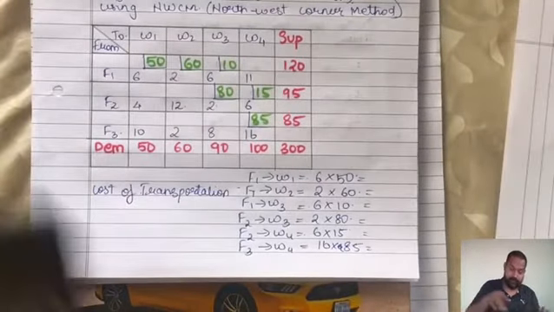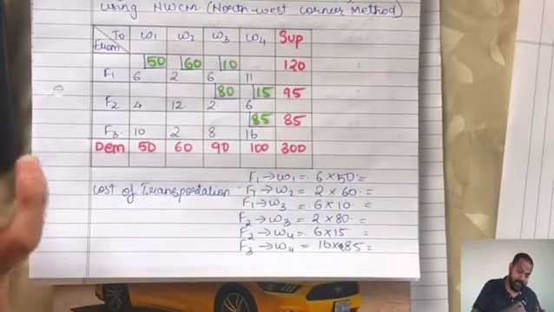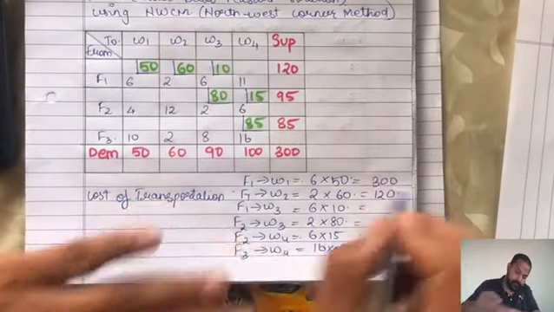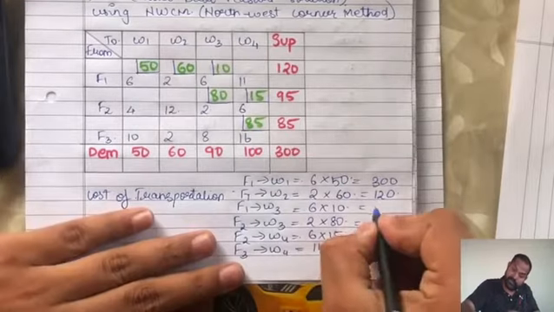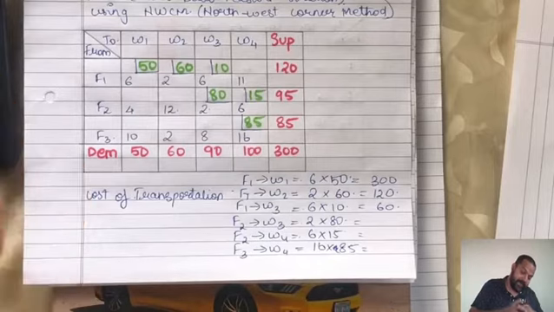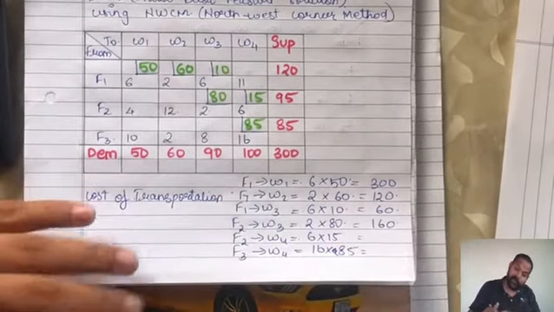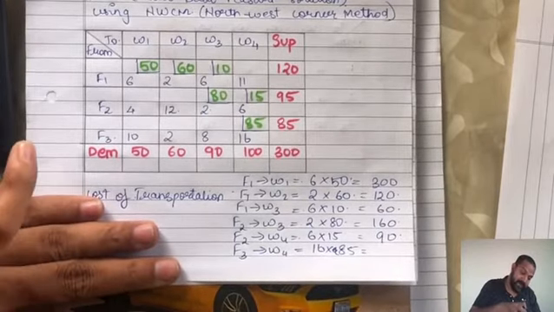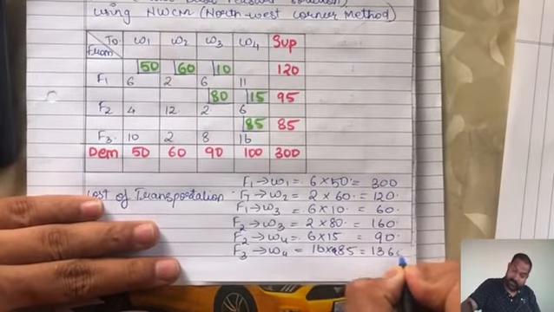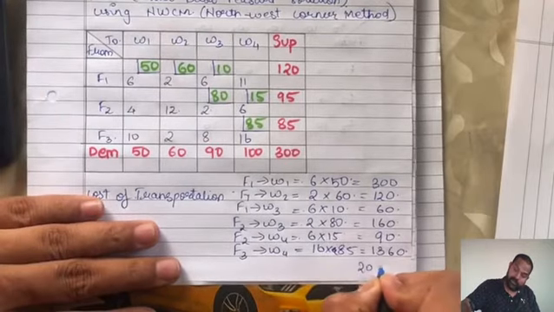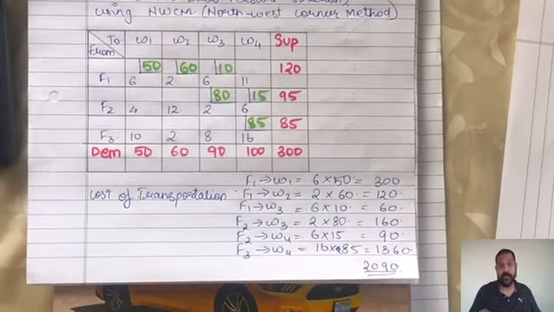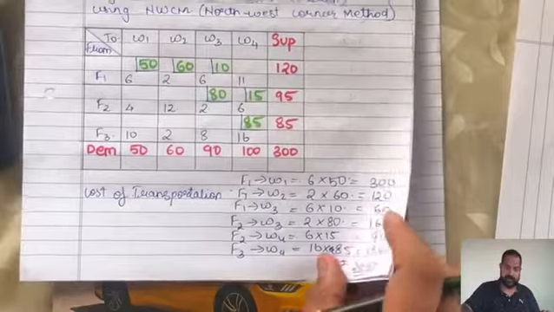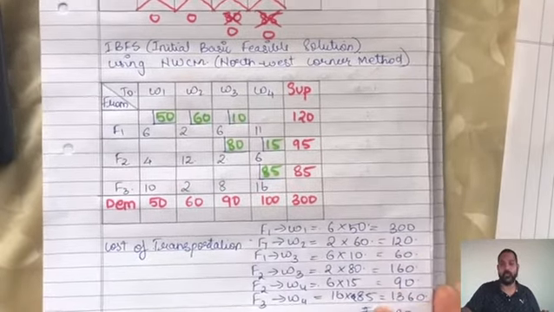Let's quickly check what the costs are. 6 into 50 is 300. Add that to memory. 2 into 60, 120. Add that to memory. 6 into 10, 60. Add that to memory. 80 into 2, 160. Add that to memory. 6 into 15, 90. Add that to memory. And lastly, 16 into 85 is 1360. Add that to memory. Recall memory. The answer is 2090. So the cost of this transportation schedule is going to be 2090 rupees. And this is my IBFS using the northwest corner method.